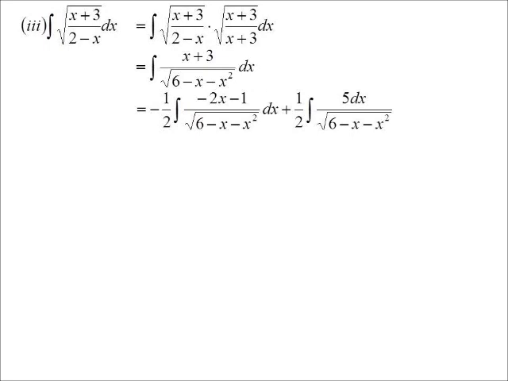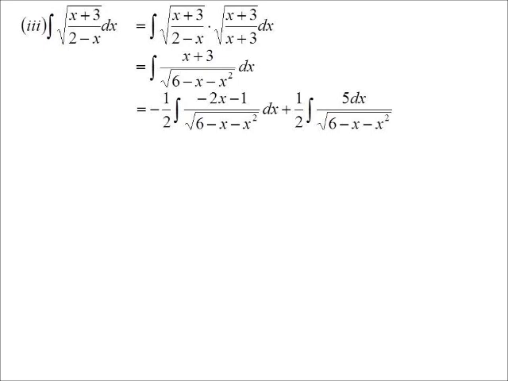The first one, I want the derivative on top. Now, the derivative of 6 minus x squared is minus 2x minus 1. I want plus x, so I'll multiply by minus a half. Now I've got to work out what I've done with my constant. Minus a half times minus 1 would be positive a half. I want to get to 3. So to get from positive half to 3, I've got to add 2.5 or 5 on 2.